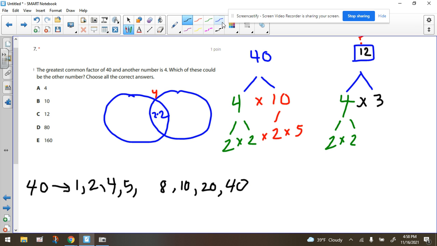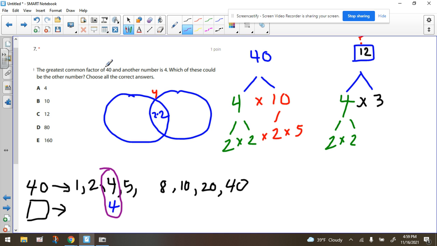Now remember what they're saying here is that if we were to substitute one of these other numbers in this box and list out all the factors, what this is saying is that 4 would be the GCF. Now, there may be other factors that are in common, but 4, they're saying, is the greatest common factor.